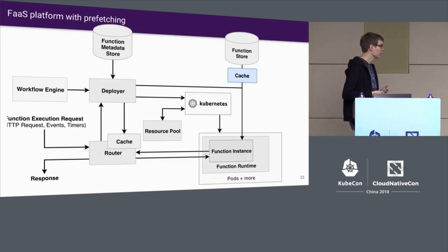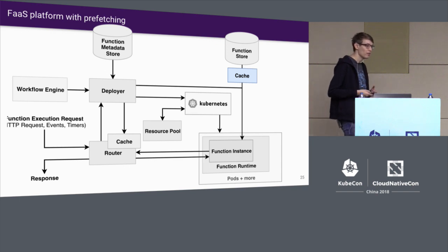So just to keep up with the pattern here, we can now add this optimization also to our model, and the cache is then added in front of the function store, just to indicate that we don't necessarily need to fetch the function that we need from the function store itself, but we can use an intermediate cache.